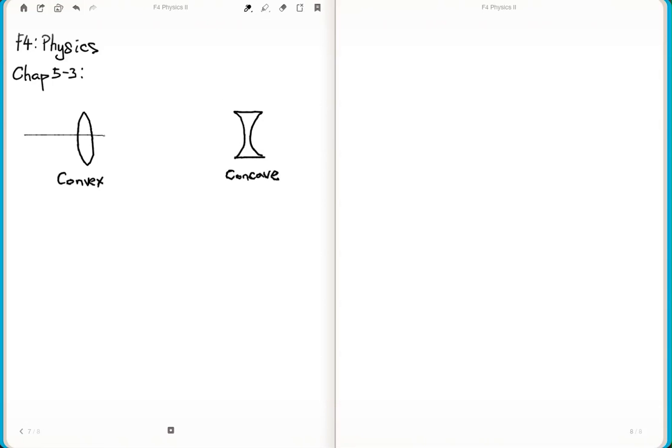Then this is called the principal axis that cuts through these two different lenses, and you have your focal point F. This is 2 times the focal point, where this is the origin, and then this is the focal point, double focal point, right? So that's all about it. And then you have a focal point for convex and concave.